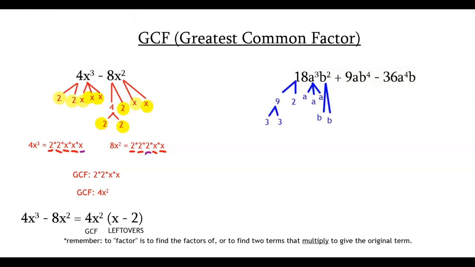Okay, we split up 18 into 9 times 2, and then 9 splits up into 3 times 3. There's 3 A's, there's 2 B's. Next, I'm going to split up 9AB to the 4th. So the second term broken down: 3 times 3 times A times 4 B's. And then we're doing the negative 36, A to the 4th, B last. This one's not too bad either. 2 times 2 times 3 times 3 times A, B, right?